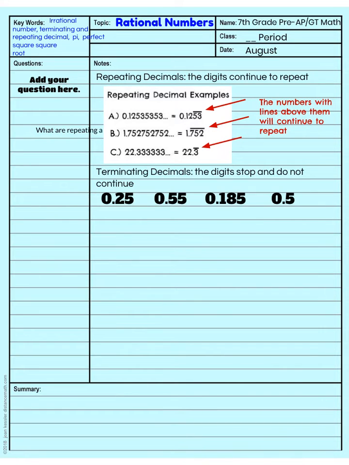what are repeating and terminating decimals? And put that in here. Now, where it says add your question here, obviously that's not going to be there on your paper. You're actually going to enter in the question that I came up with. What are repeating and terminating decimals? And I always forget to put my question mark, so we're going to go ahead and put that question mark on there. Okay.